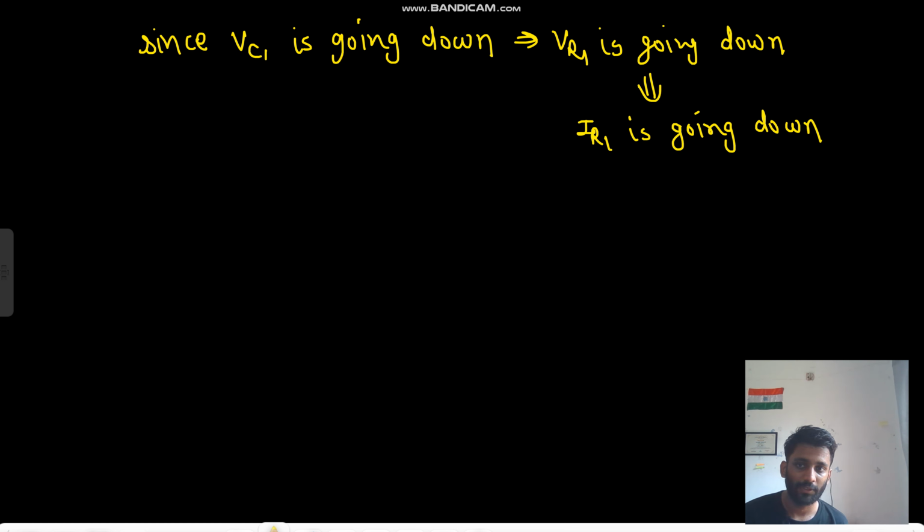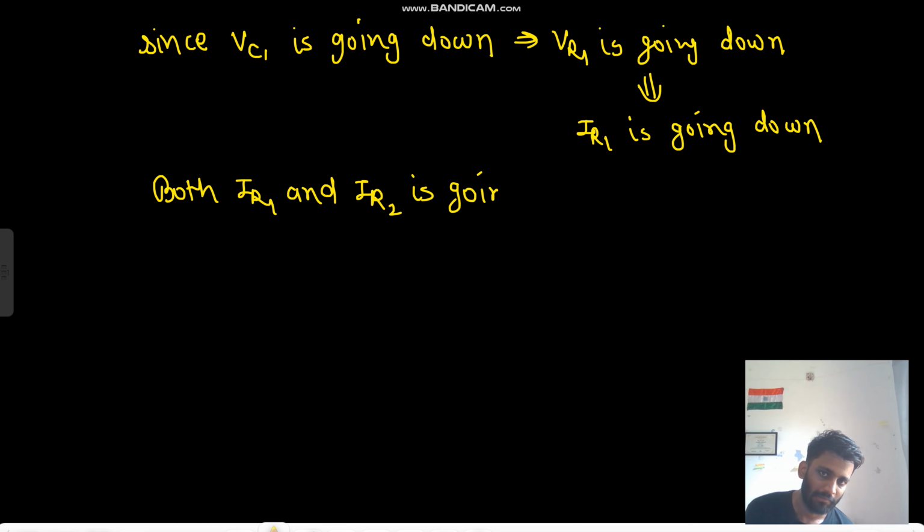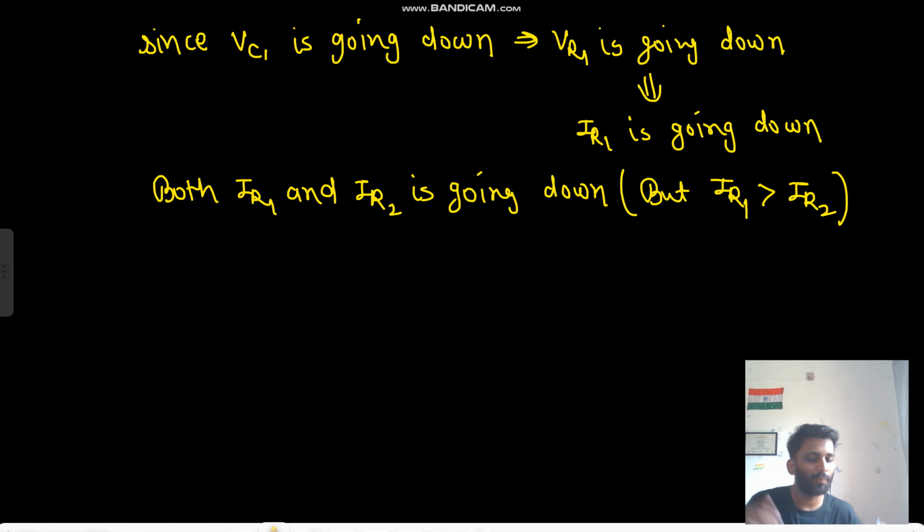So both IR1 and IR2 are going down. Both are going down, but IR1 is more than IR2. Look, both currents are going down, but IR1 is more. Both can go down, right? But the current IR1 is more. Okay.